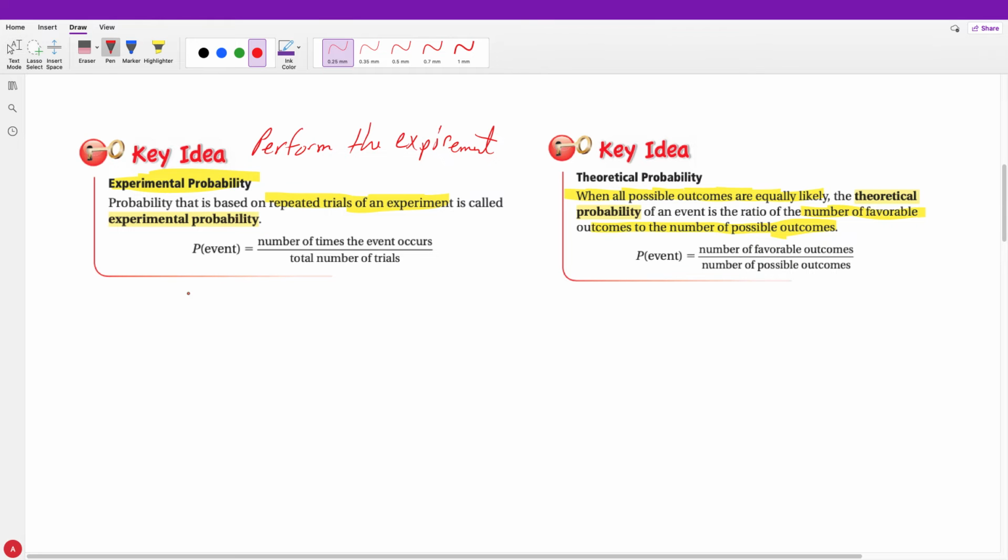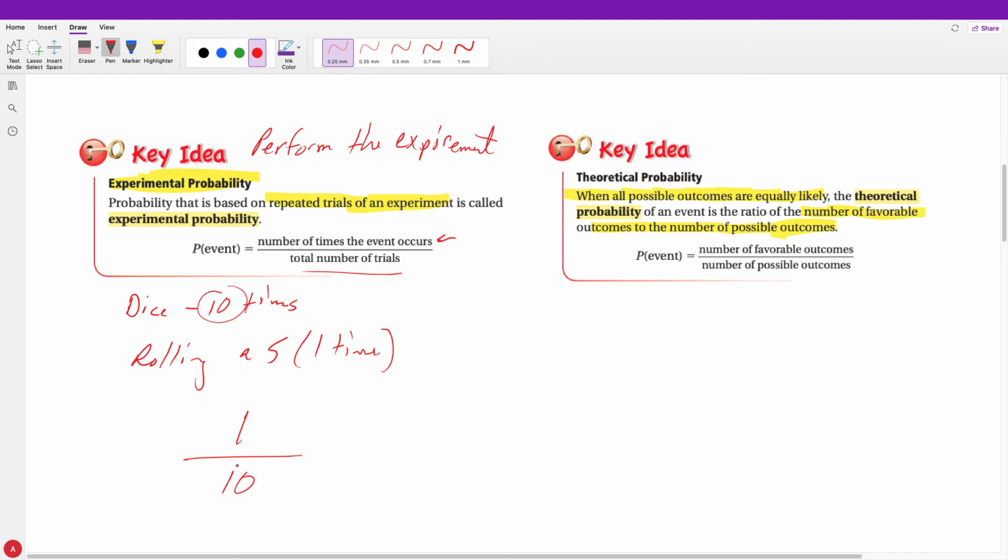So for instance, on this first one, if we're rolling a die, maybe we roll the die 10 times. And then we look and see how many times a 5 rolls. Let's say the 5 only occurred one time. Based on our experimental probability, it's the number of times the event occurred. If we're looking at rolling a 5 and it only happened one time, then the 5 one time goes in our numerator. And then how many times did we perform this experiment? We performed it 10 times. So the probability of rolling that 5 based on our experiment was 1 out of 10.